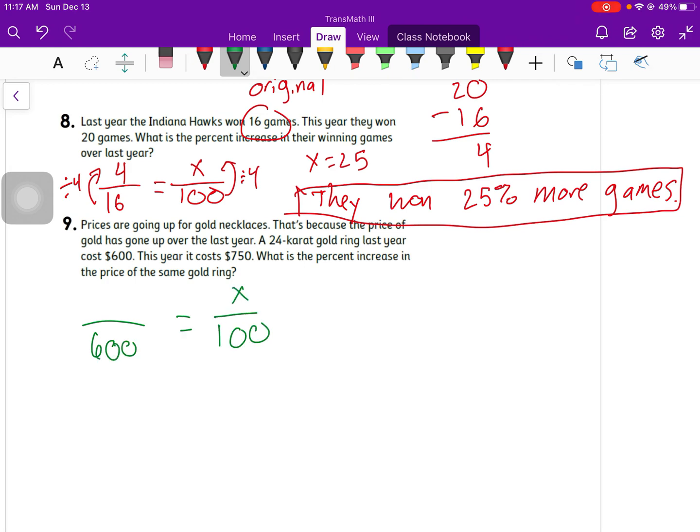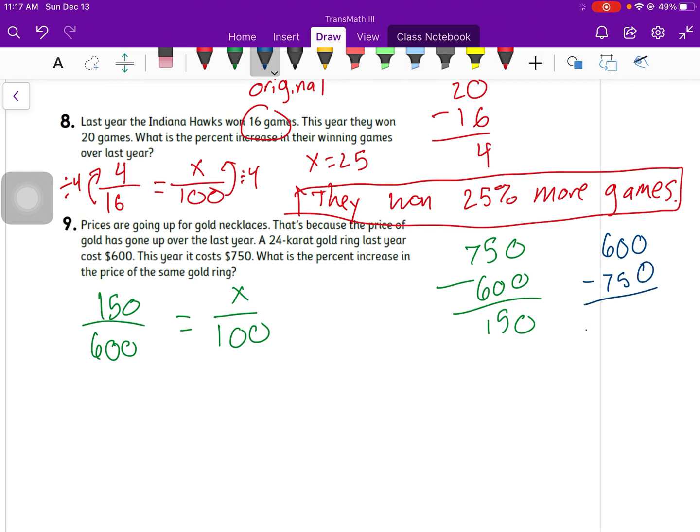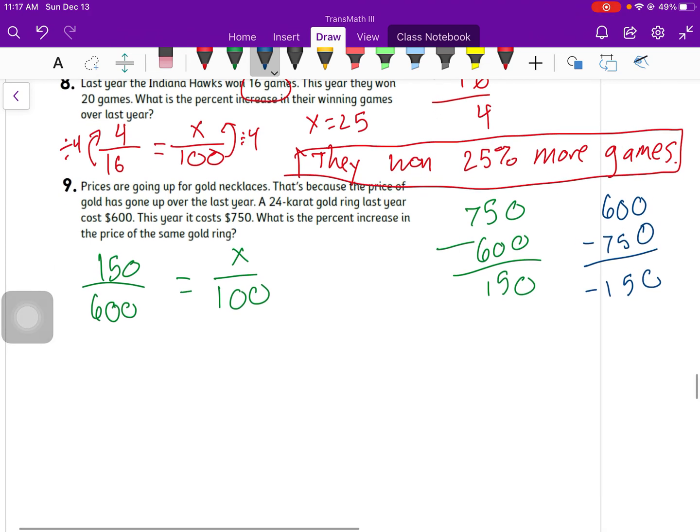We're asking for percent out of 100. We're asking for the percent increase, so the change. So I know that 750 minus 600 is 150. So I'm going to put 150 here. Notice if you did 600, the original, minus the new cost, you would actually have negative 150. Okay, those are technically different numbers. I did it this way because I know I need a positive number because I'm getting a bigger value. It's going up a certain amount.